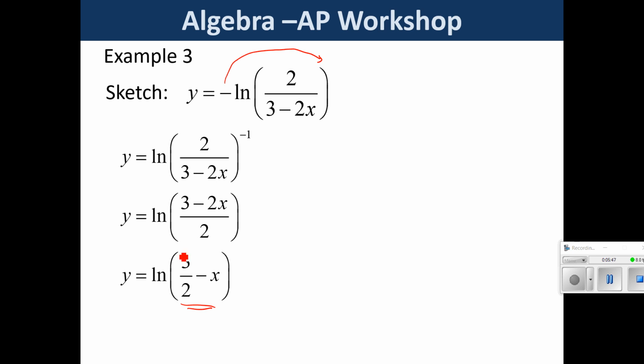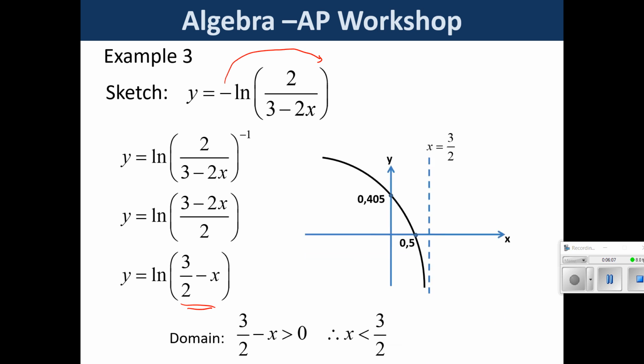Well, yes, we know from our definitions of logs that this number over here must always be positive. So we say to ourselves, well, the domain, if this must always be positive, 3/2 minus x must be greater than 0, means that x must always be less than 3/2. So when I go to the graph, I definitely can draw a vertical line and say the graph is going to be to the left of this 3/2.